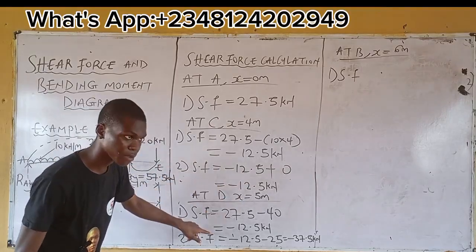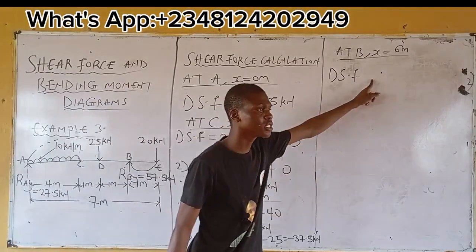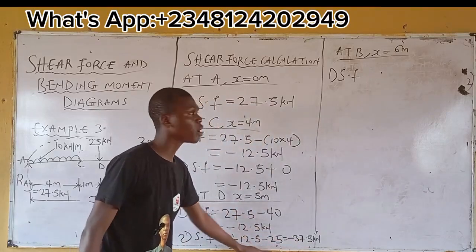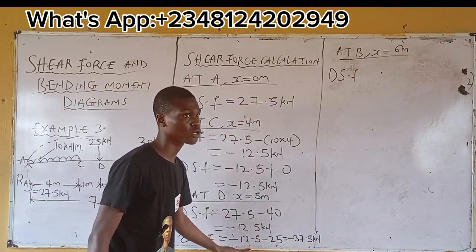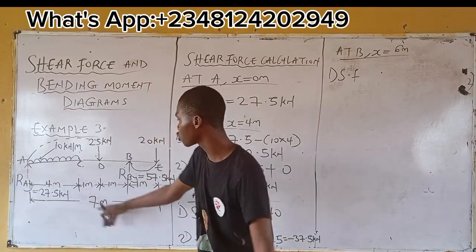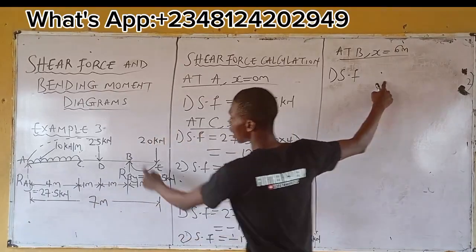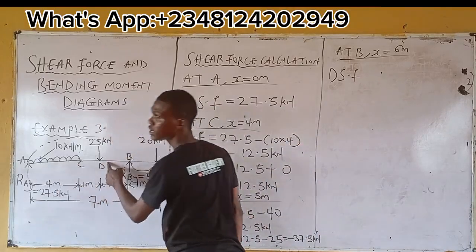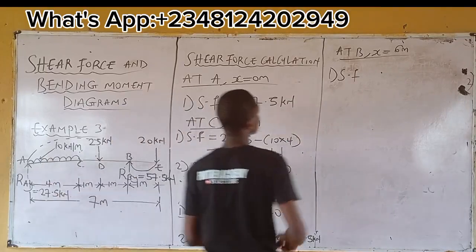Minus 12.5. Meaning that the first value in this case will be what? Minus 37.5, which is the last value here. But if truly you want to know if that's correct or if it works like that, come back to your B. I'm on point B. How many forces do you have behind? I'm having RAY, this U.D.L, and this force. Combining all of this, what do I have?